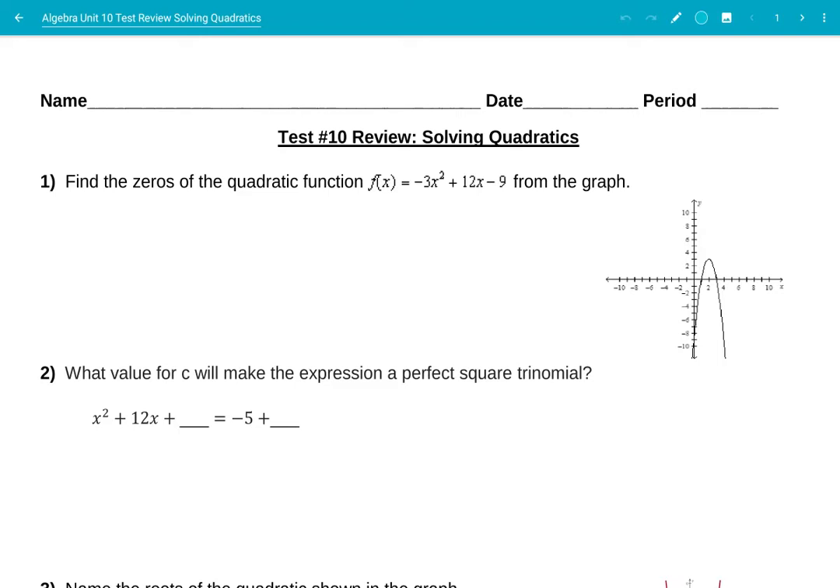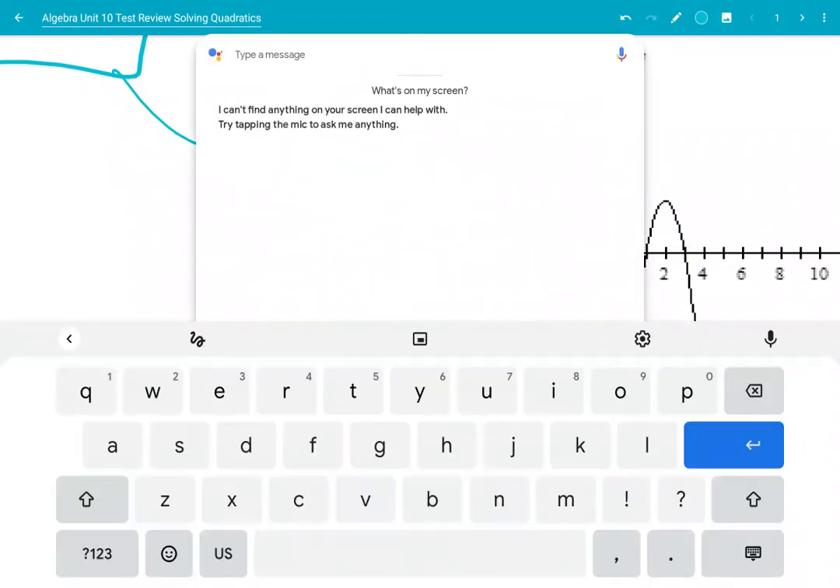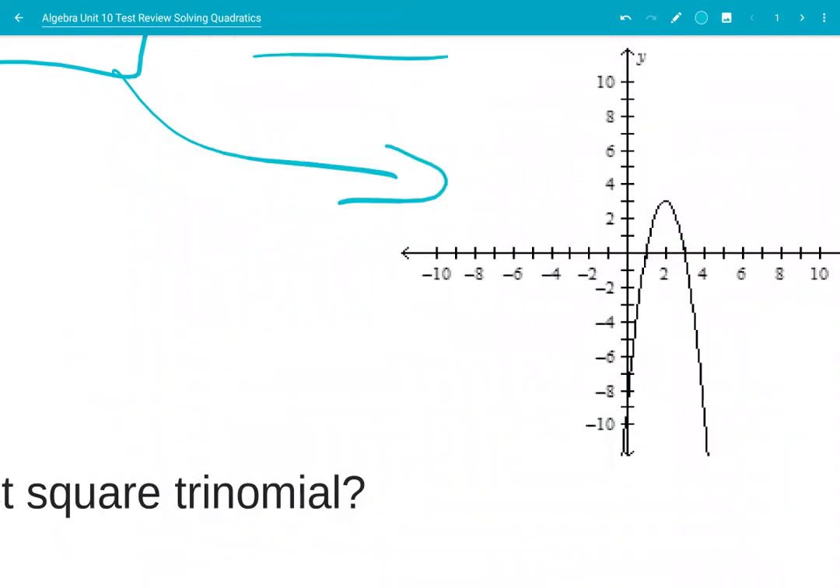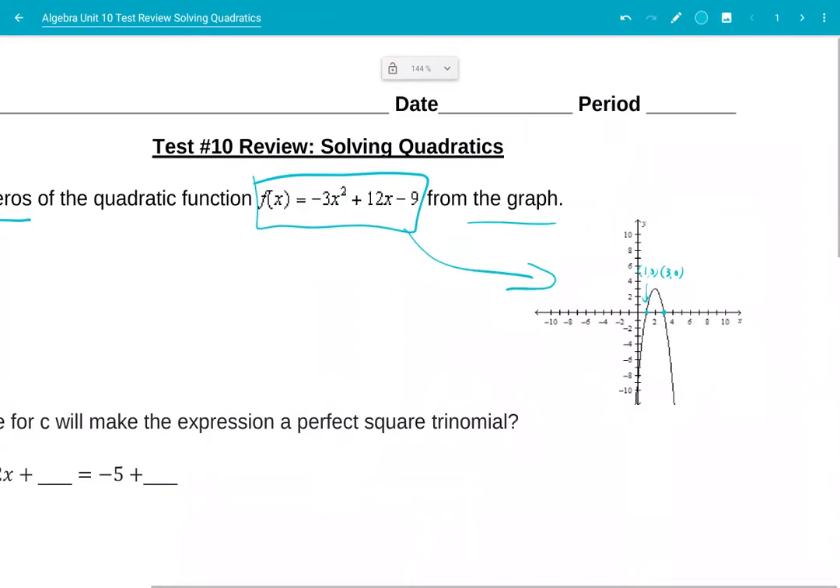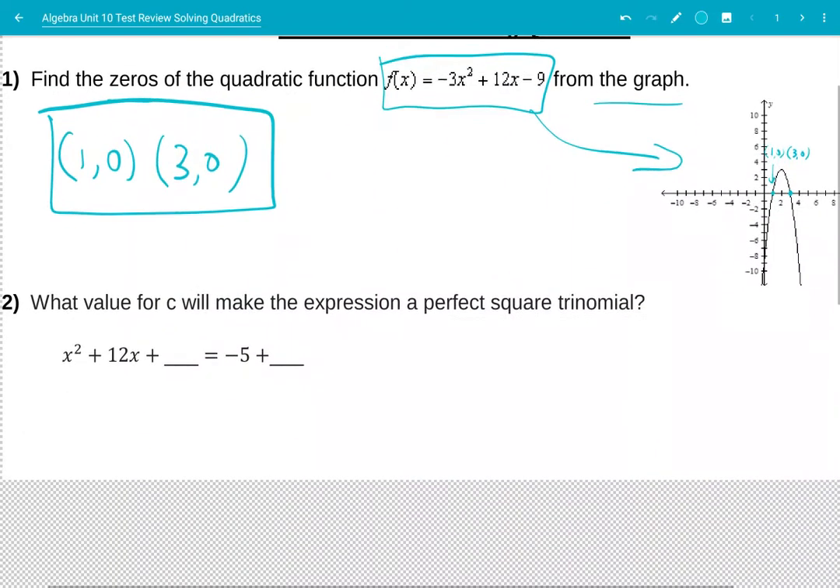Find the zeros of this quadratic function from the graph. Well, that's easy. That's what was plotted right here. But the zeros, remember, those are the x-intercepts. I wanted this right there. The zeros look like this one's at 1, 0, and this one's at 3, 0. So the zeros are 3, 0, and 1, 0. Well, that was easy. On to the next.